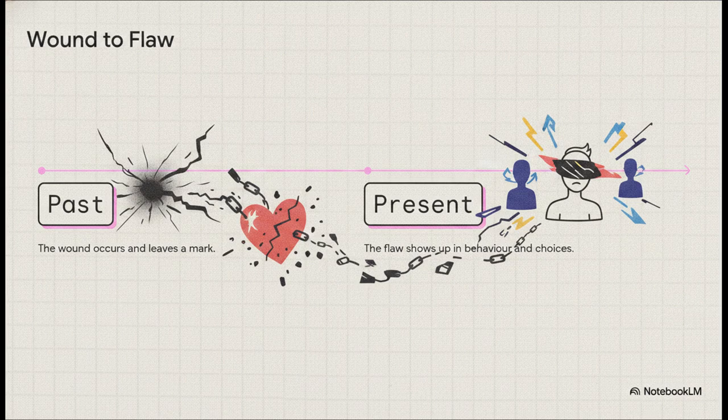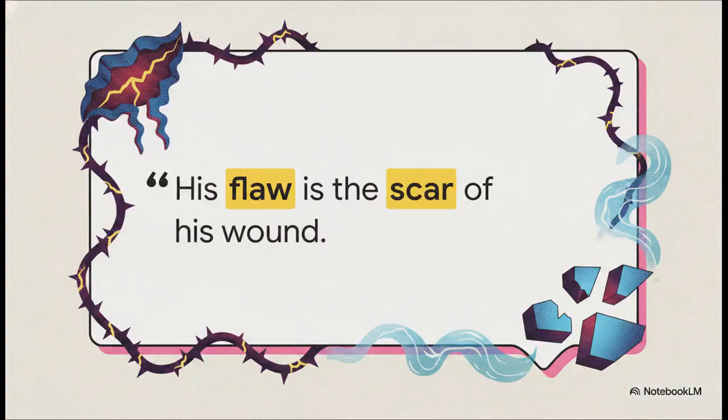The wound is the historical event, right? While the flaw is its active, living, consequential presence in the character's everyday life. "His flaw is the scar of his wound." I kind of want to let that powerful quote from our source material sit with you for a second. The wound and the flaw, they aren't the exact same thing, but they are completely inseparable forces. One naturally produces the other.